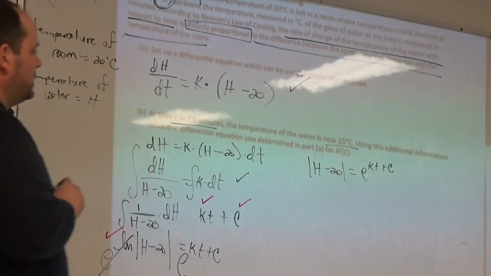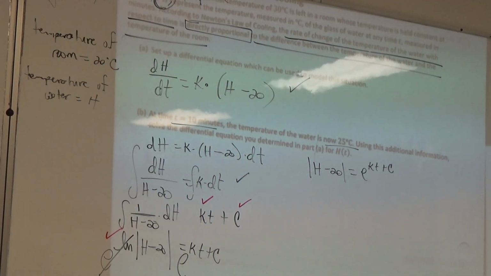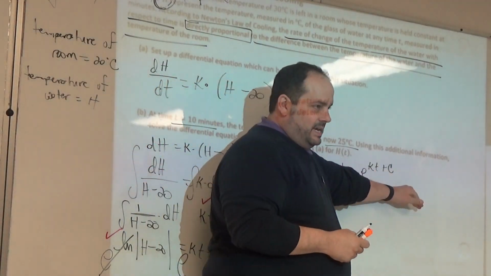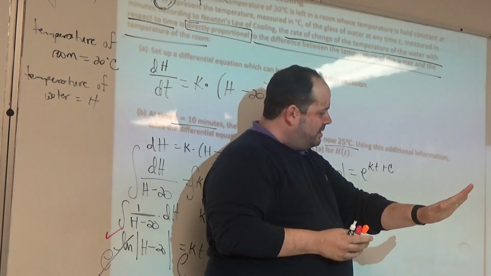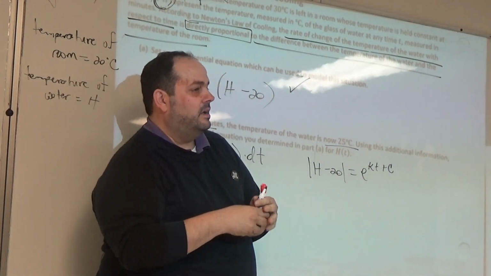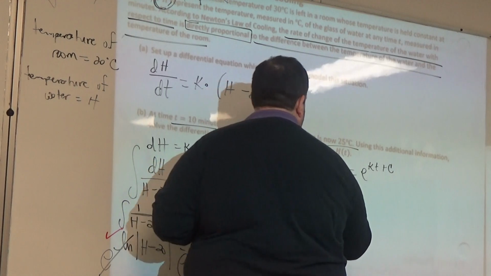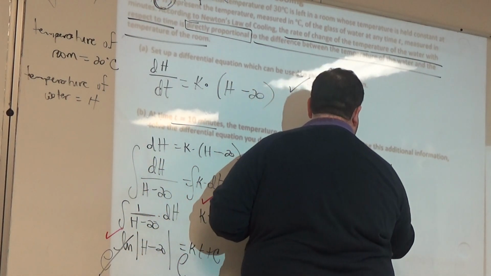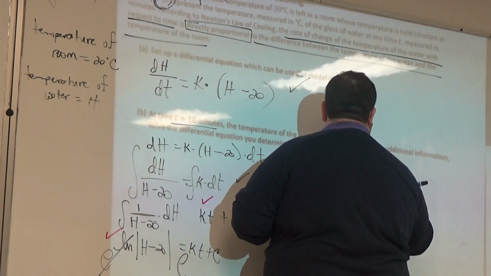Jasmine, what are your thoughts here? We got absolute value of h minus 20 equals e to the kt plus c. Let her breathe. What are the thoughts here? Plus or minus, in order to get rid of that absolute value. In order to get rid of those absolute value bars, we're going to do the plus or minus trick here.